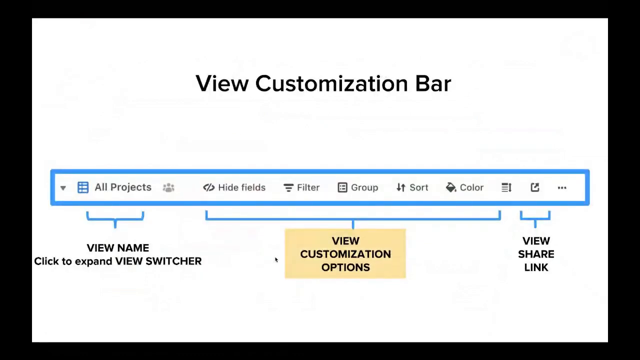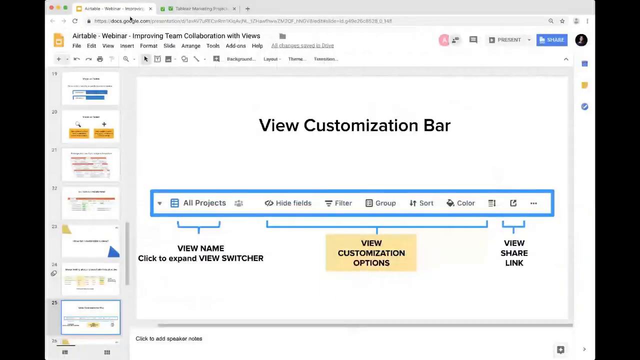Now that we recognize that we're always looking at information through a view, you can take a look at the view customization bar and see that you have the ability to hide fields, add filters, add groups, add sorts, as well as color code, as well as adjust row height to actually change what you're seeing within your view. In terms of what this looks like in Airtable, this view customization bar lives up here.